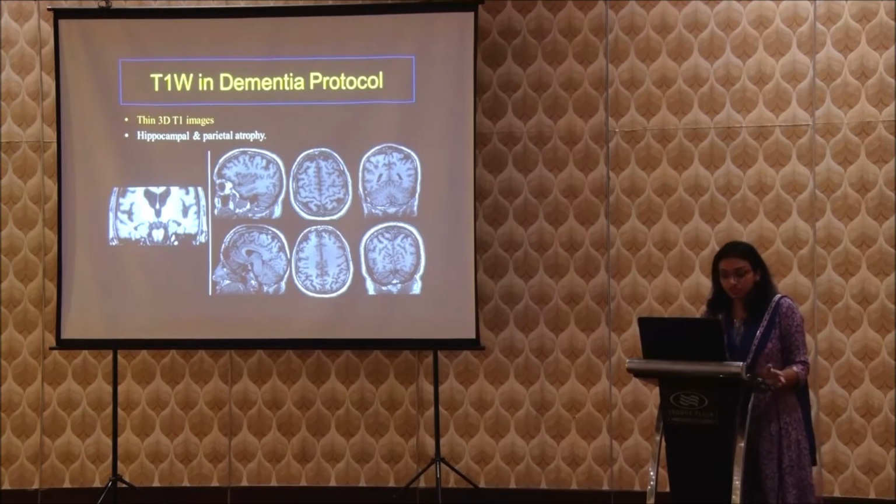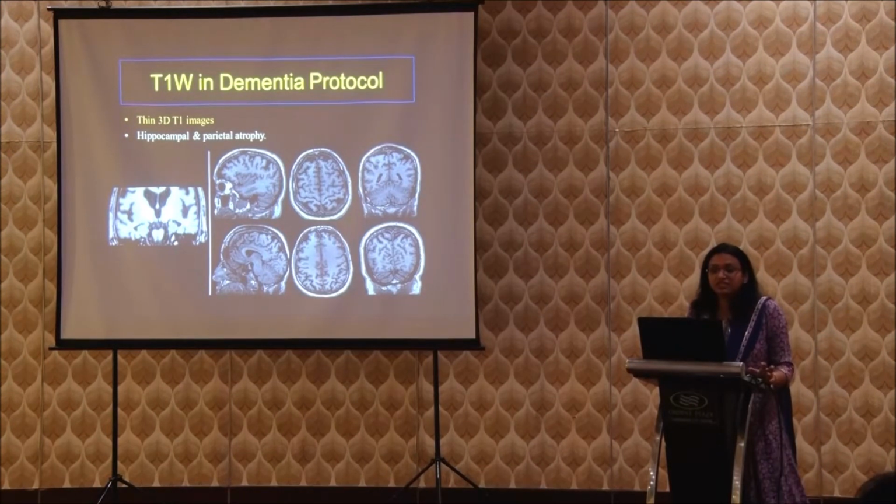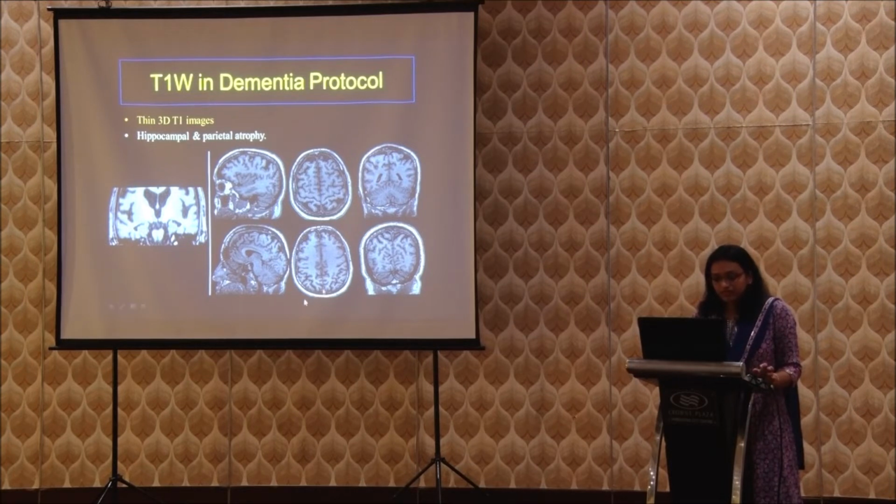So T1 is also used in dementia protocol, where we take 3D images of the brain in T1 sequence, and we can demonstrate hippocampal atrophy and atrophy of the parietal lobes for calculation of Quedam score, and that is what is all reported in dementia protocol.